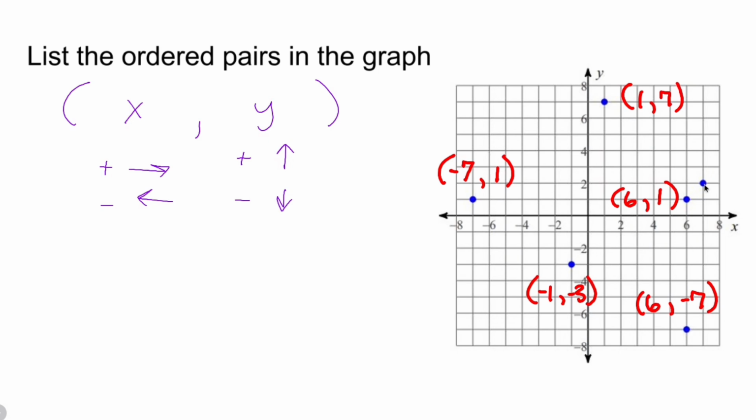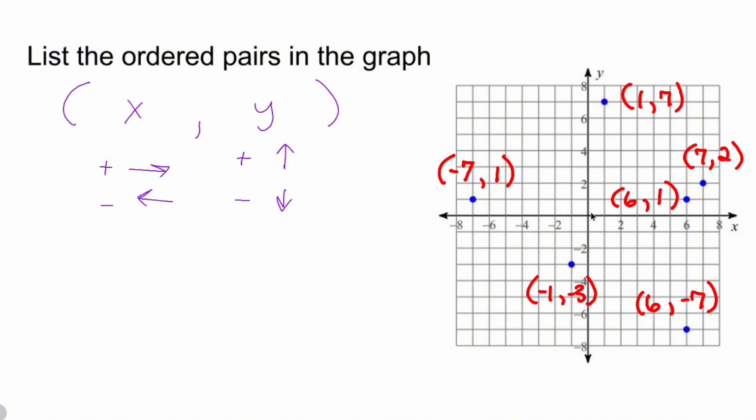Last but not least, this point right here, I go right 1, 2, 3, 4, 5, 6, 7, and then I go up 2. Right 7, up 2. Right 7, positive 7, up 2, positive 2, and this is the point 7, 2.